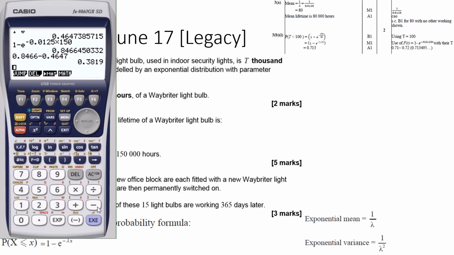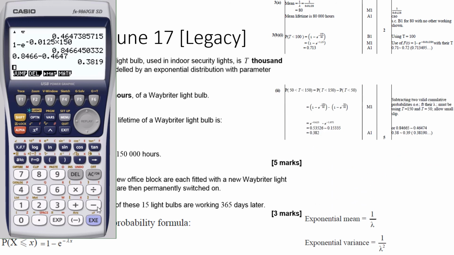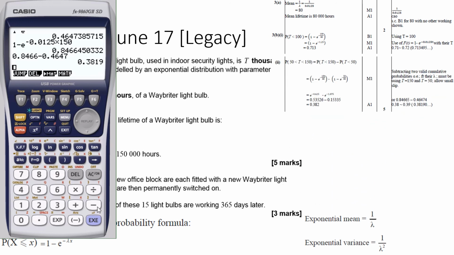You can type both in as one calculation separated with a minus using brackets if you wanted to. And that's what the mark scheme's done here. The reason why I've worked it out separately is because there is a technique in chapter 19, Goodness of Fit, where you might actually find it beneficial to work out 150 and 50 separately. But that's for a later day.